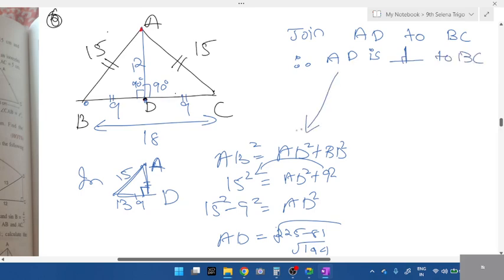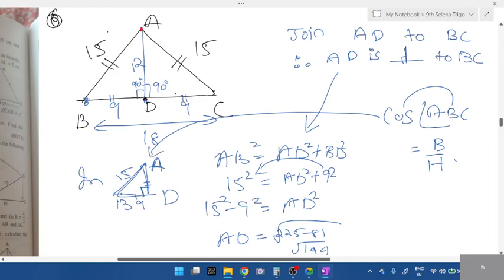Then start this calculation. Once you complete this calculation, cos ABC, which means angle B, students. What is cos B? Base by hypotenuse. Look at this triangle, which is base, students. For angle B, which is base? 9. Which is hypotenuse? 15. Reduce it. What's the answer? 3 by 5. Go through this. Any doubts? If you want, I'll explain again.